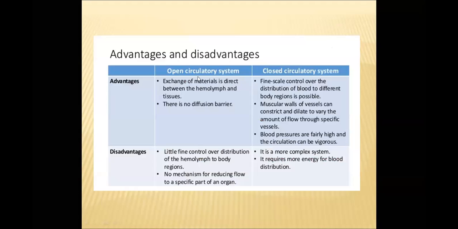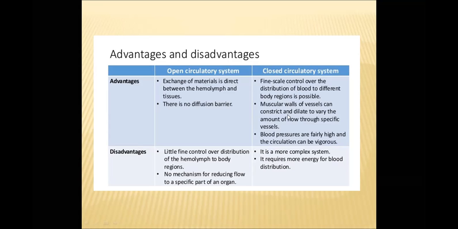In the open circulatory system, that barrier is not there. Blood is directly coming in contact with the hemolymph, so food materials easily have access to the tissues. But here, first it has to cross the blood vessel walls, and after crossing them, only then does it enter into the tissue fluid. So it is somewhat more difficult when compared to the open system.